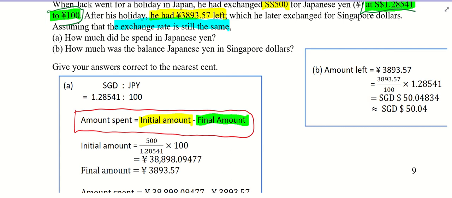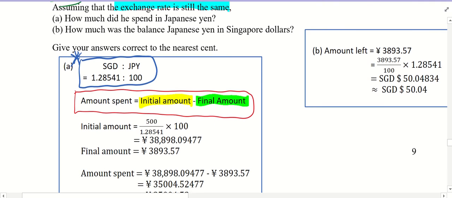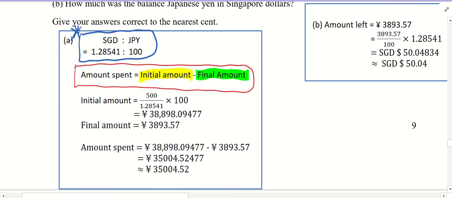So at the beginning of the working, I always remember to write down my information. Please present in the way, try to mimic the way that I present my answers. Okay, amount spent is initial minus final. So let's find the parts one by one.